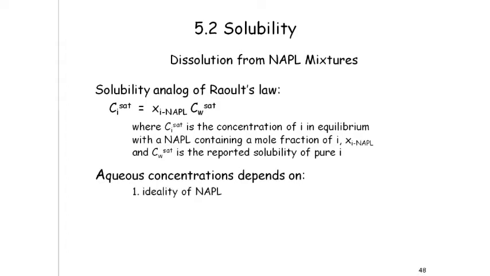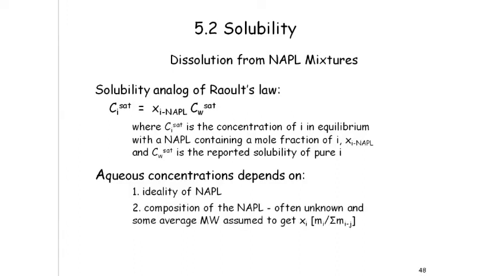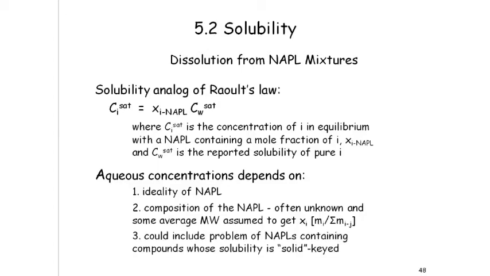So the aqueous concentration depends on the ideality of the NAPL. Raoult's law really applies to ideal solutions. And it requires us to determine the mole fraction, which requires us to determine the total number of moles present in the NAPL. To do that, we really have to know all the components in the NAPL and how much of each component is present. That's clearly impossible for many NAPLs, like gasoline, so we have to come up with various approximations. And again, remember that for a few chemicals, their solubility needs to be adjusted if they're solids or gases.